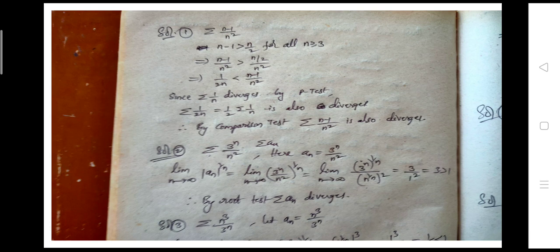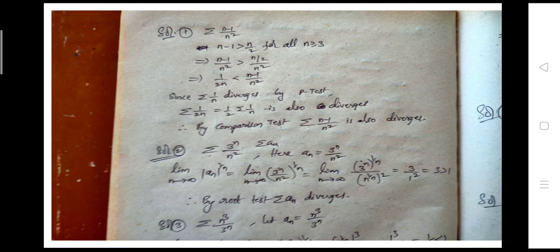Here sigma 1 by 2n means 1 by 2 into sigma 1 by n, which diverges by p test. So sigma 1 by 2n also diverges. Therefore by comparison test, sigma (n minus 1) by n square also diverges.